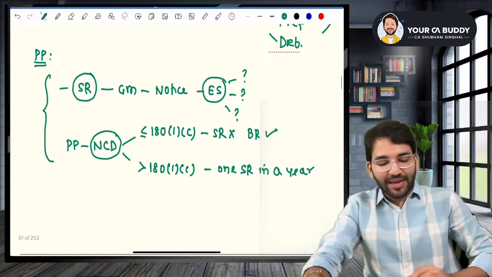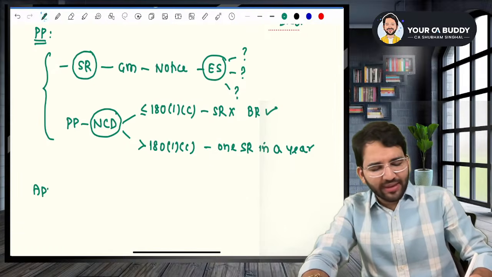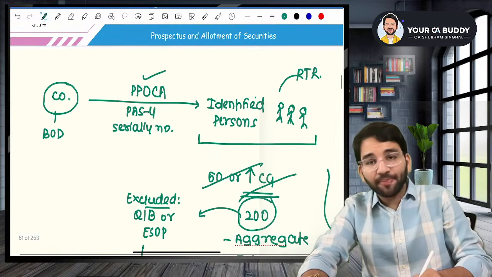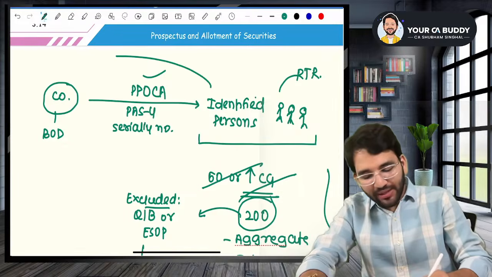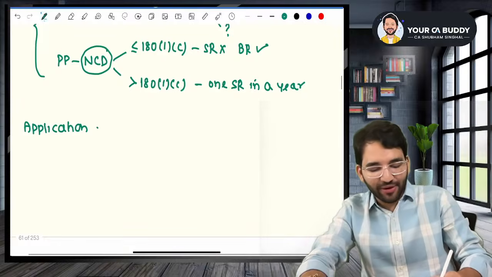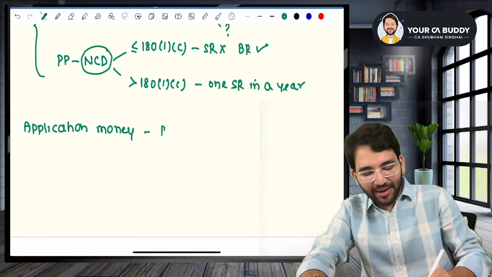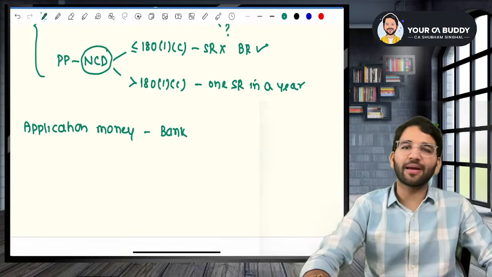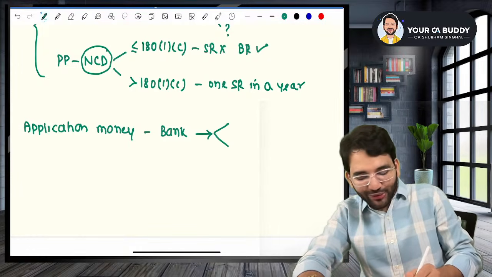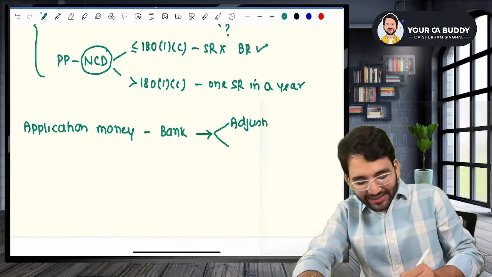Now listen to me very carefully. You issued the PPOCA form. They applied, and they'll give you the application money. That application money will be kept in a separate bank account with a scheduled bank, and that money will be used only for two purposes: one, adjustment against allotment, and the other, refund.